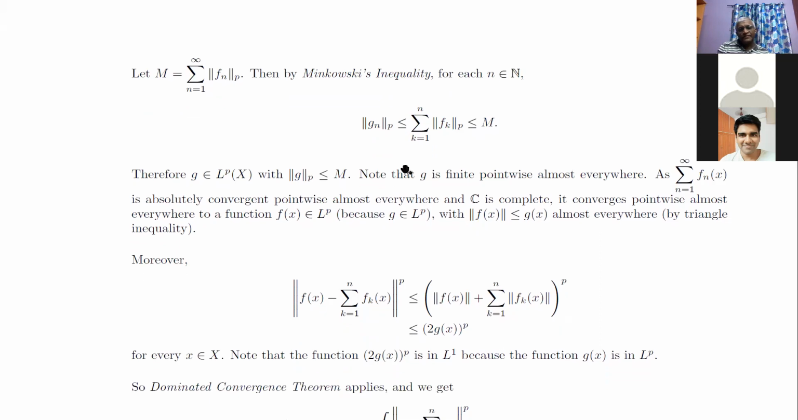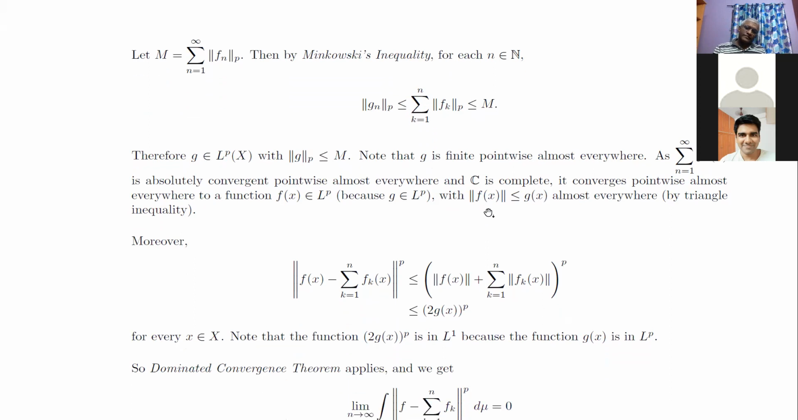So now note that g is finite pointwise almost everywhere, and as the summation from n equals 1 to infinity of fn(x) is absolutely convergent pointwise almost everywhere, we'll now use the fact that C is complete. So it converges pointwise almost everywhere to some function f in L^p. And this function is in L^p because g is in L^p and the norm of f is less than or equal to g. That relation holds. Furthermore, we have the norm of f(x) is less than or equal to g(x) almost everywhere, by a simple application of the triangle inequality.